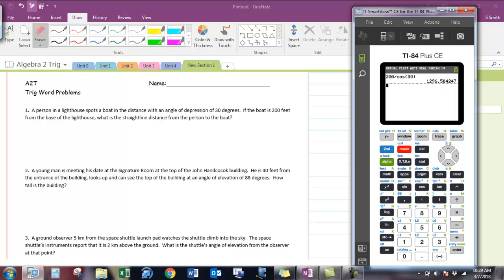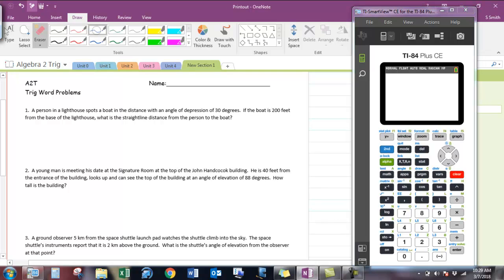Hey guys, so today we're going to review some of the things that you learned about trigonometry last year in geometry. All of this is going to be right triangle trig. In other words, the trick here is make a right triangle, draw a picture, make a right triangle, and then we're going to use SOHCAHTOA to figure out the missing information.